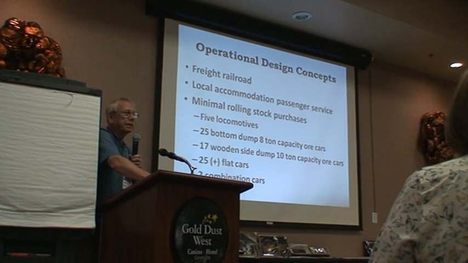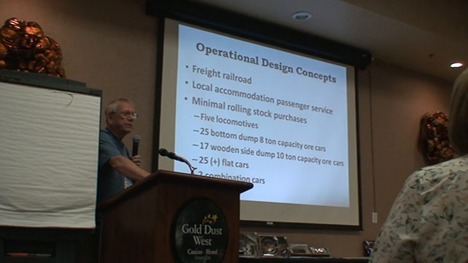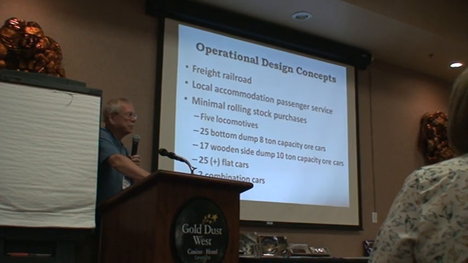No express trains, nothing, just a little caboose hung on the end of a freight train. They only bought 5 locomotives. They only bought 25 ore cars of 8-ton capacity. That means 200 tons a day if they used each car once a day. Some of the mines were producing more than that. So those cars had to go back and forth several times a day if they were gonna haul the ore.